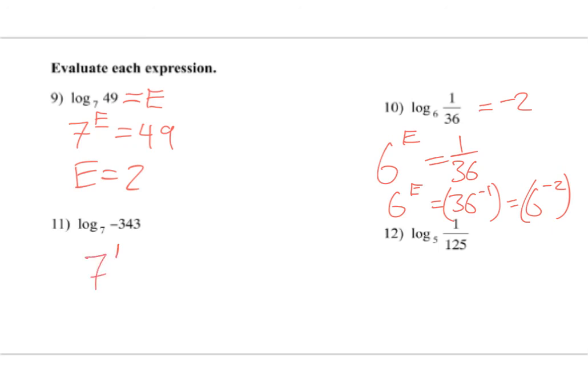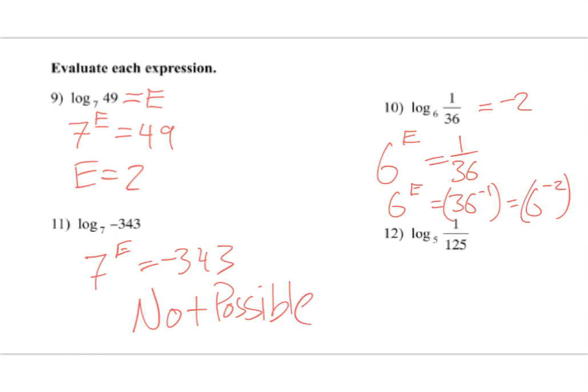7 to some exponent is negative 343. That's never going to happen. I can multiply 7 by itself any number of times. It will never give me a negative number. So this one is not possible. And then we've got 5 to some power is equal to 1 over 125. That's going to be negative 3. So it flips, and it is the third power of 5.